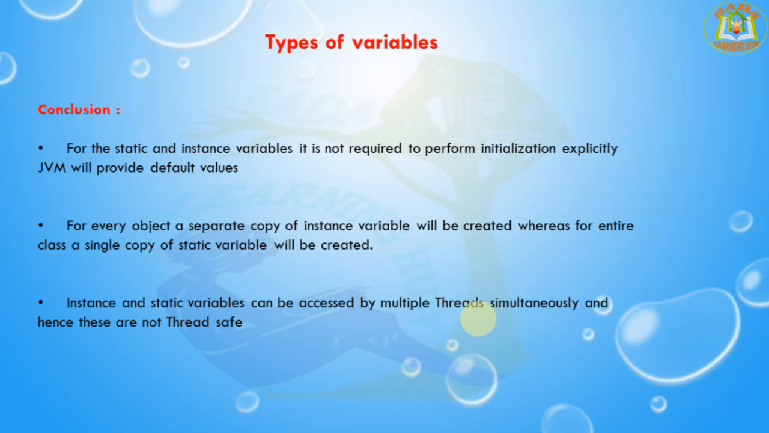For every object, a separate copy of instance variables will be created, whereas for the entire class, a single copy of the static variable will be created. For every thread, a separate copy of a local variable will be created. Instance and static variables can be accessed by multiple threads simultaneously, and hence these are not thread safe. But local variables can be accessed by only one thread at a time, and hence local variables are thread safe.